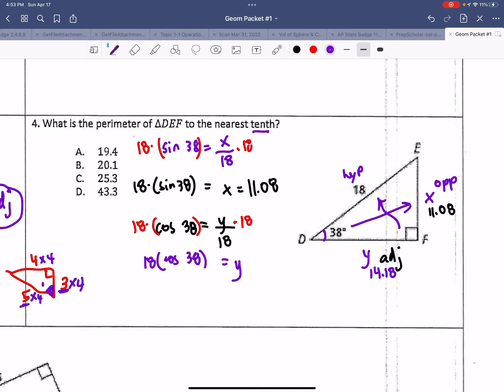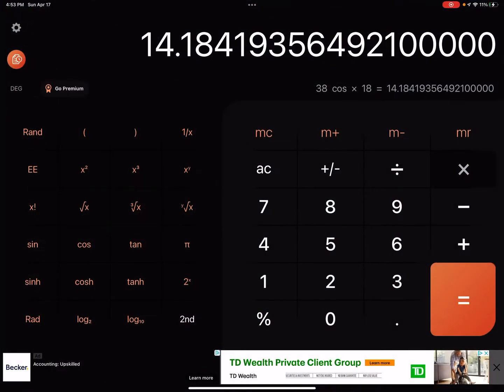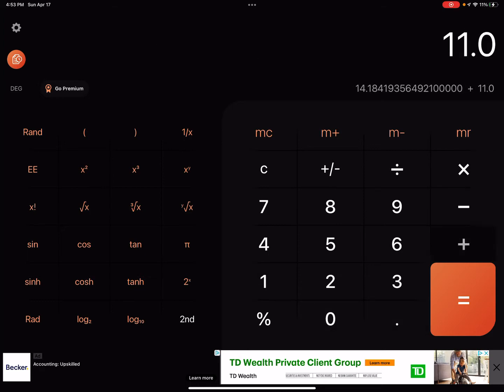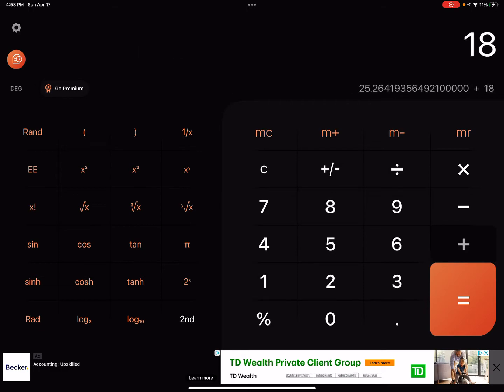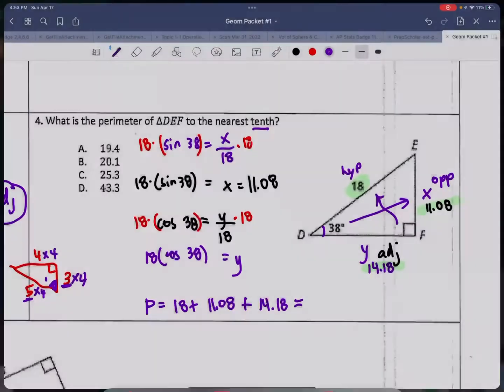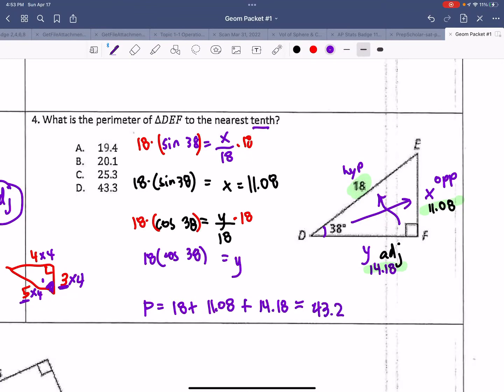Okay, so can we add up all of these sides to find the perimeter? Yes. So the perimeter is 18 plus 11.08 plus 14.18. And what do we get? 43.26. So that would round to 43.3.